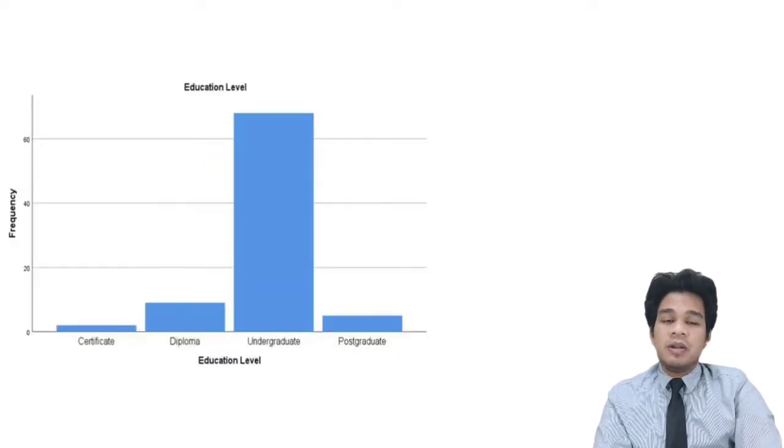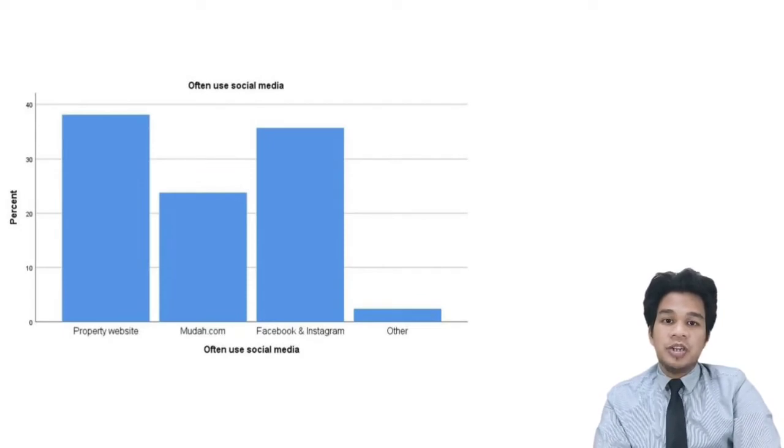The detail about the education level. The majority of respondents are from undergraduate with 81%, followed by diploma 10.7%, postgraduate 6%, and certificate 2.4% of the total. The table shows most respondents use property websites with 38.1%, followed by Facebook and Instagram with 35.7%, mudah.com 23.8%, and the last is Telegram 2%.